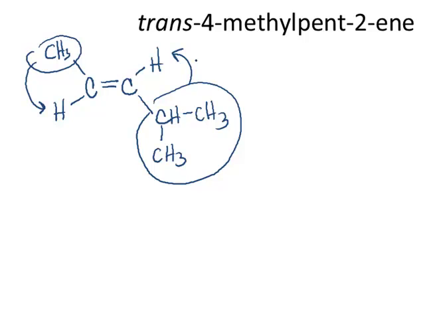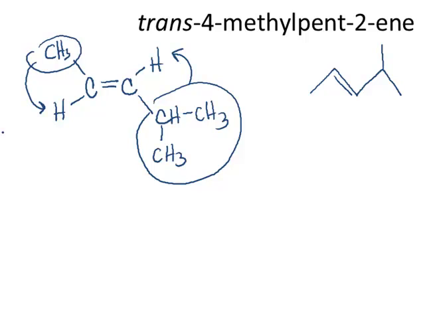Generally, trans geometry around a double bond is much easier to show in a line structure than cis geometry. Here's why. If I were to draw out a 5-carbon chain according to this molecule, it would look like this. Here's my first carbon, second, third, fourth, and fifth. The double bond was between the second and third carbon, and I also had a methyl group on the fourth carbon. This is what trans 4-methyl-pent-2-ene looks like when drawn as a line structure. Let's take a second though and compare this to what the cis version of the molecule would look like.